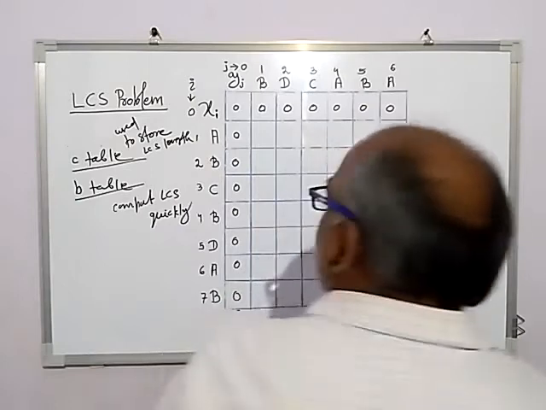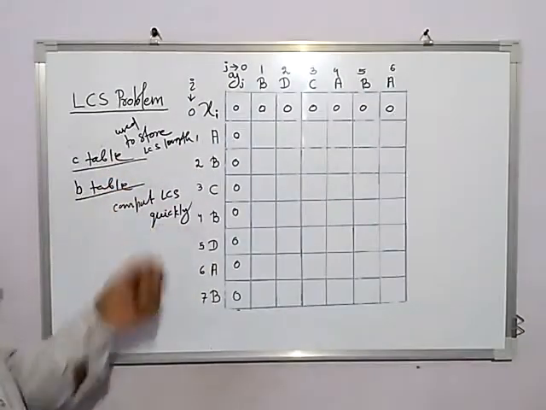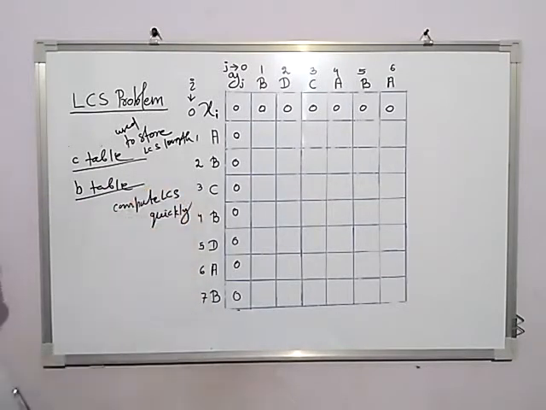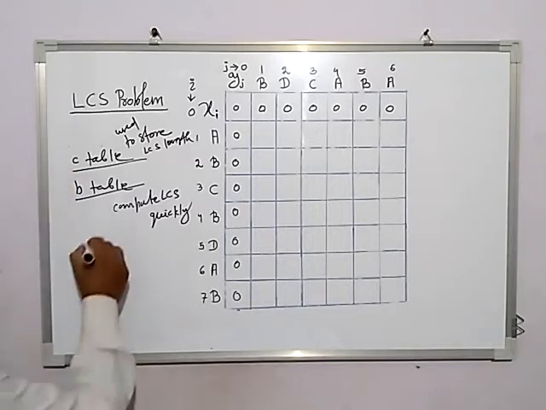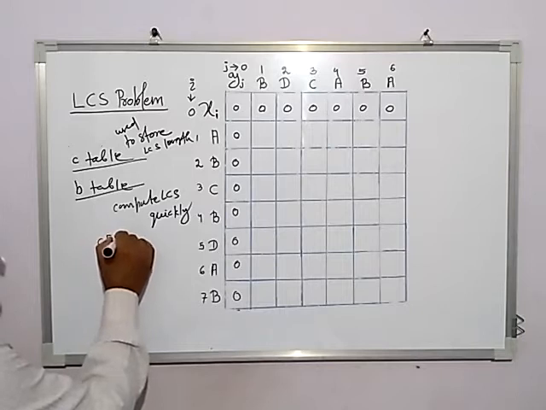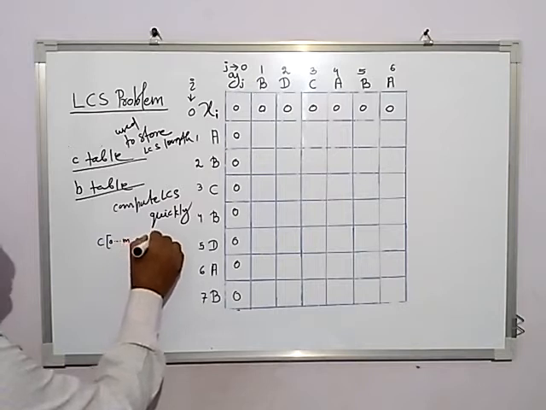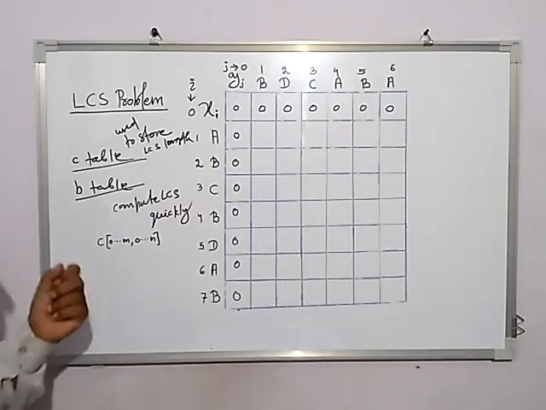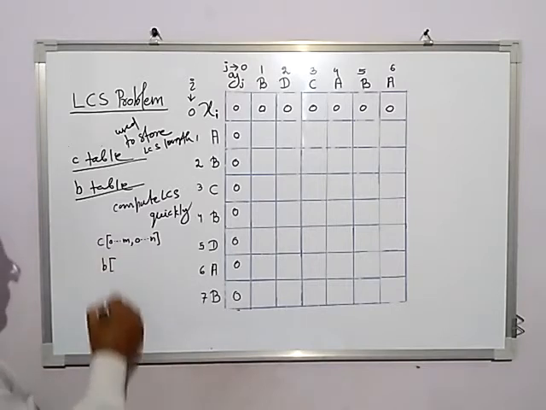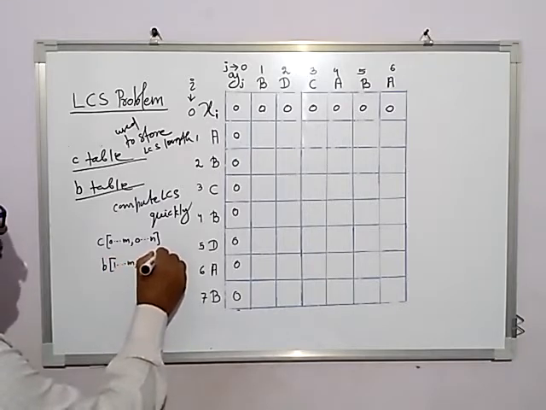What is the use of the first table? The first table is called the C table, which is used to store LCS length. The B table is used to compute LCS quickly. So what is the size of the C table? The C table size is M plus 1, that means the row index starts from 0 to M and the column index starts from 0 to N. This is nothing but a two-dimensional array. Similarly, for the B table, rows start from 1 to M, columns from 1 to N.